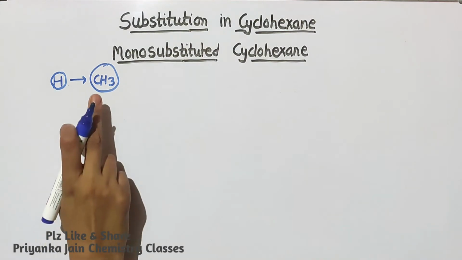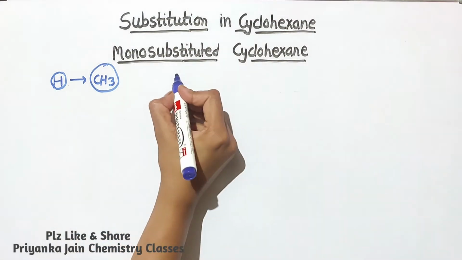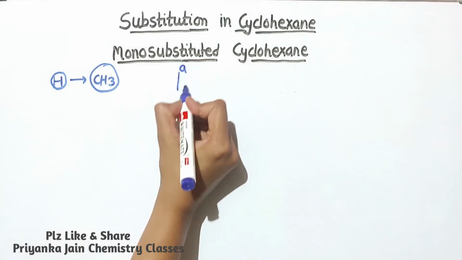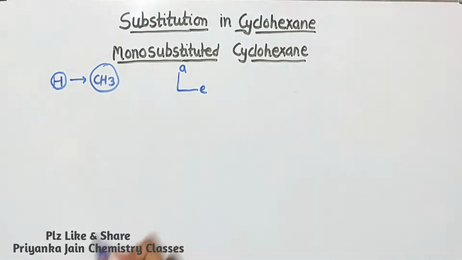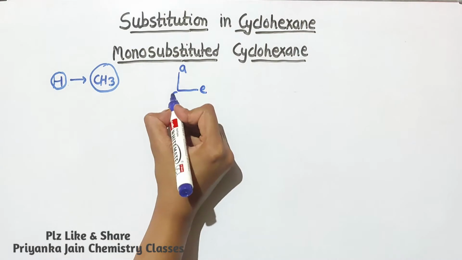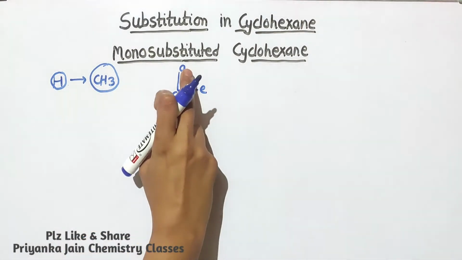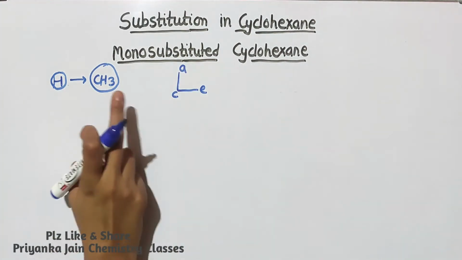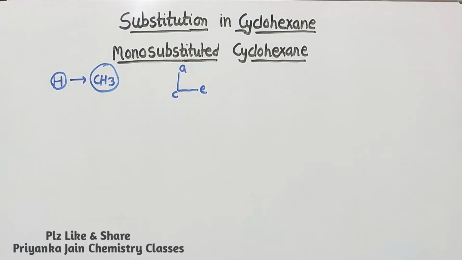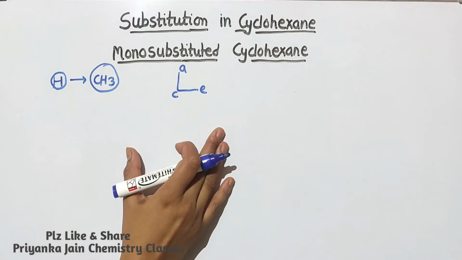So there are two conditions. At each carbon atom there is an axial position and an equatorial position. So there are two probabilities: this CH3 is either present at the axial position or it may be present at the equatorial position.